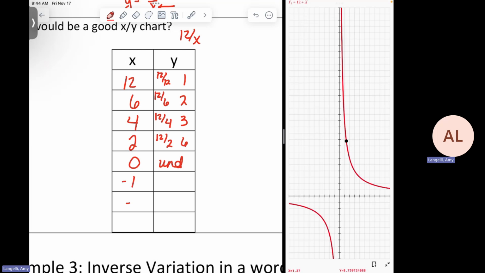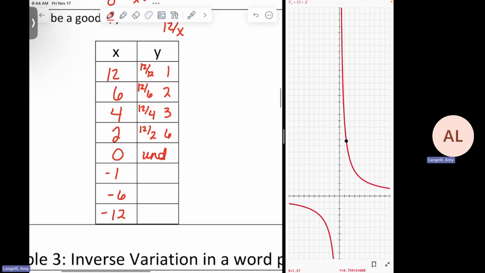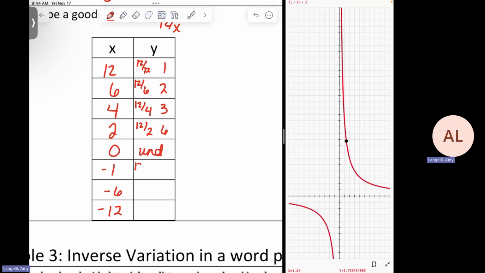I'm just going to pick -1, -6, and -12. That'll give me good enough points so I can see what's going on. 12 divided by -1 is -12. 12 divided by -6 is -2. And 12 divided, you don't have to pick mine. You just have to pick enough points that you get a pretty shape.